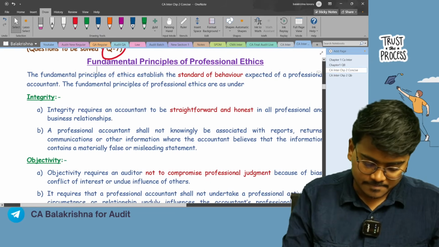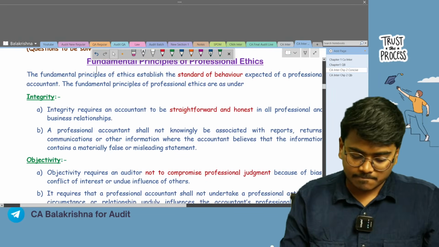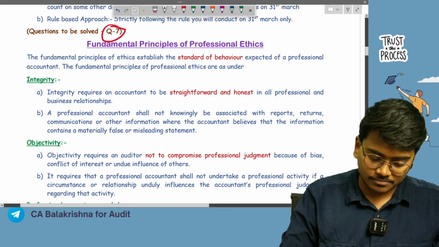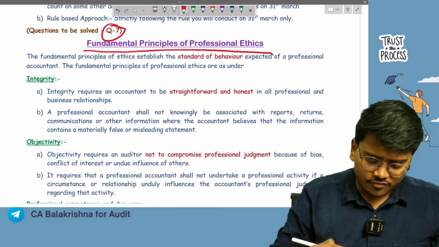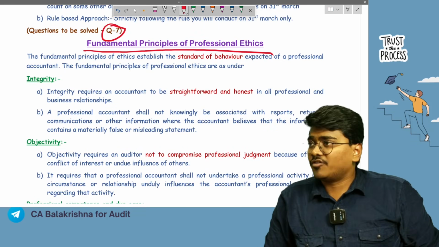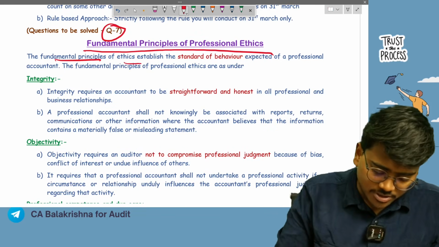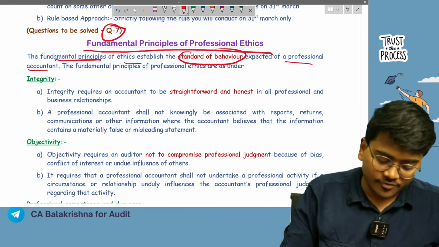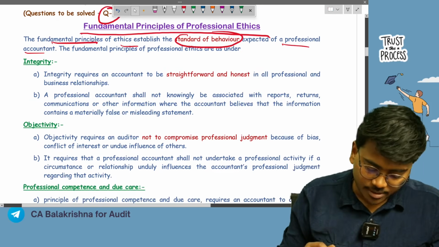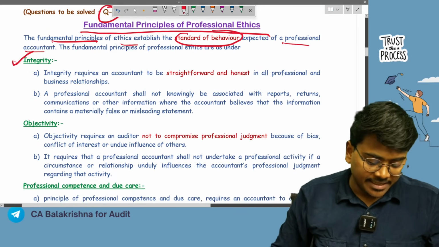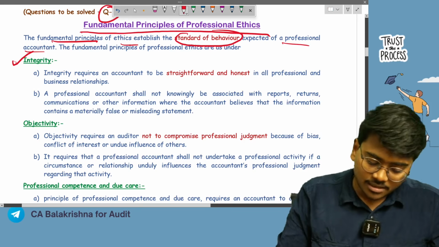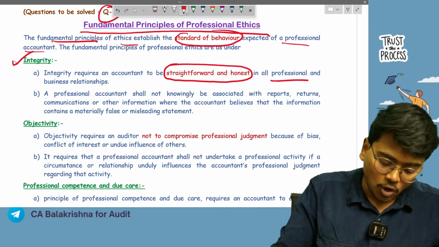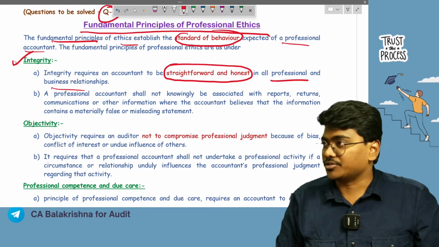Next, fundamental principles of professional ethics. There are 5 fundamental principles. The fundamental principles of ethics establish the standard of behavior expected of a professional accountant. What are these 5 fundamental principles? First one, integrity. What is meant by integrity? It means being straightforward and honest in all professional and business relationships.